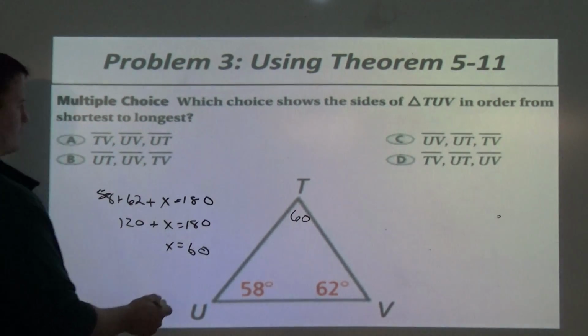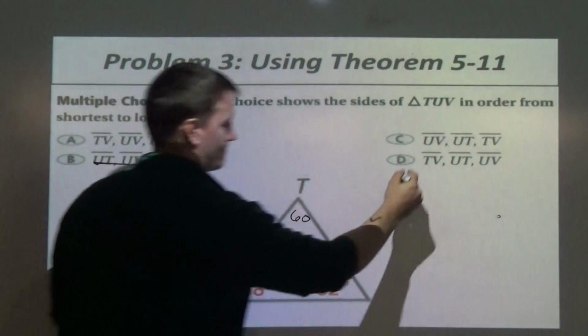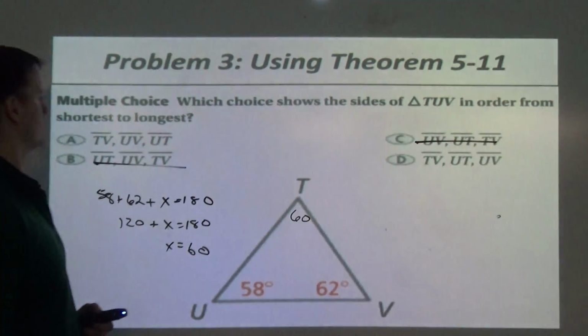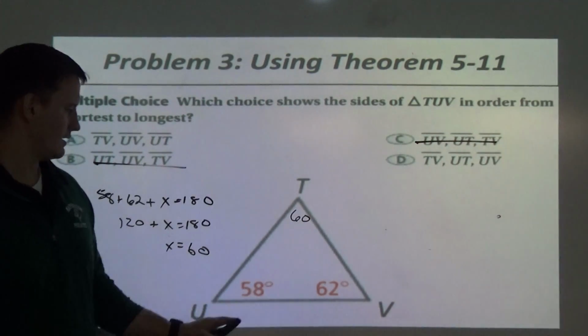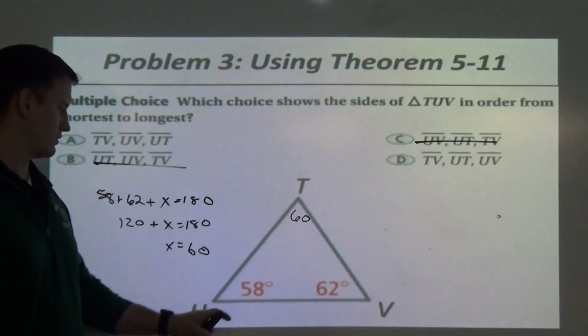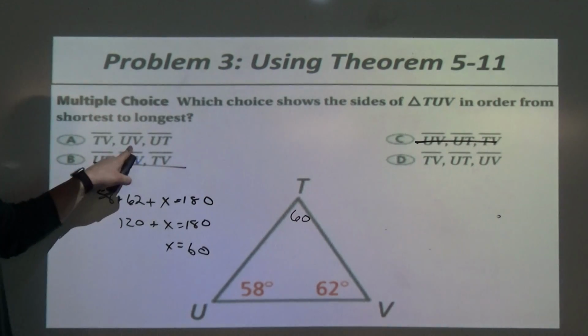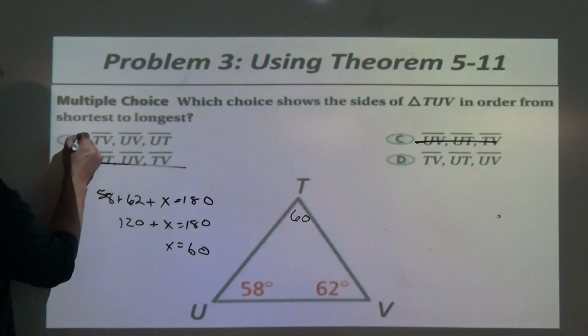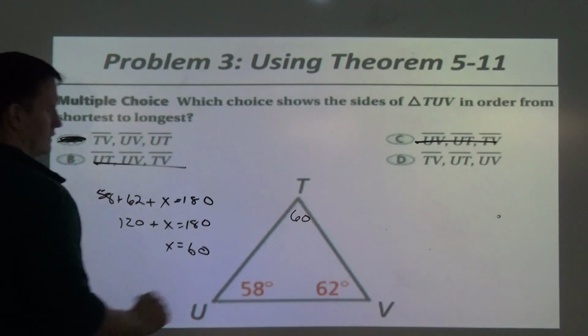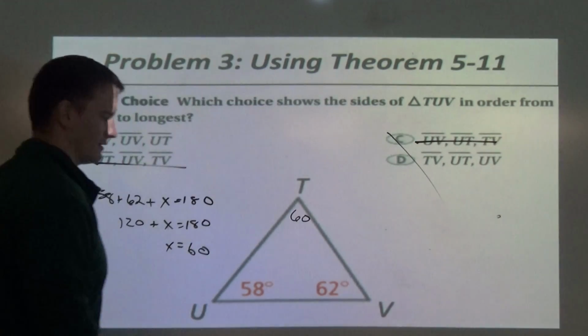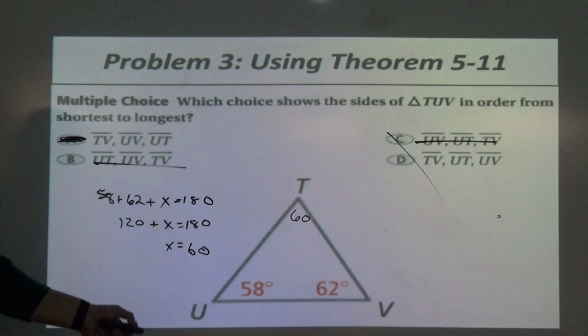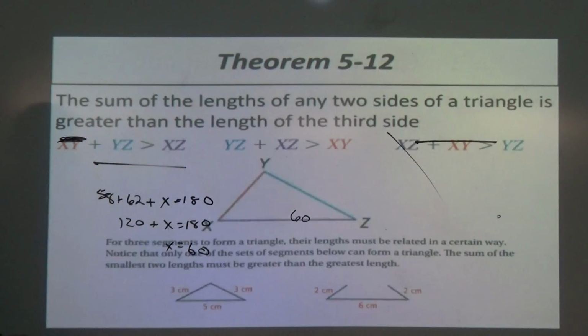So we're going to start with TV, followed by the next smallest, UV. So it should be TV, UV. It's going to be A. It would not be that. UT is the longest side.